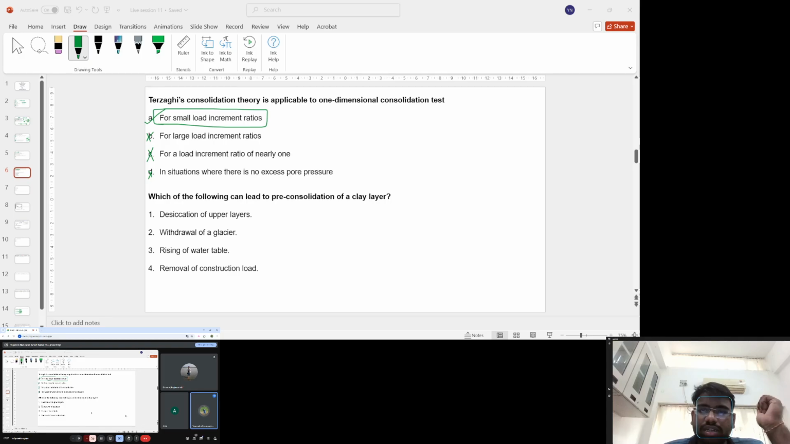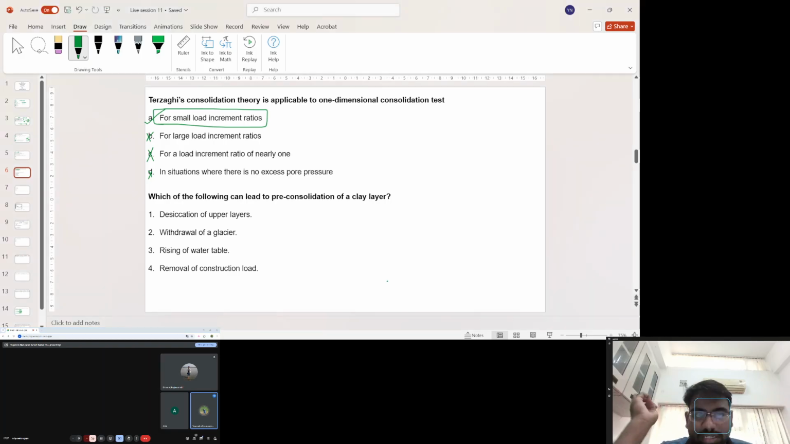So what causes pre-consolidation? What leads to the clay layer behaving as pre-consolidated? One example is accumulation of the ice. Accumulation of ice, yeah. The second one is construction of a building, sir. Yeah, a multi-story building. Let me give you a situation so we can create a discussion on this. Let me give you a clay layer.